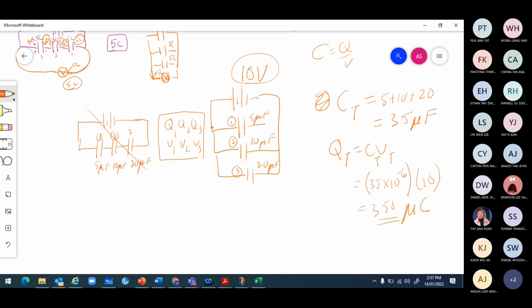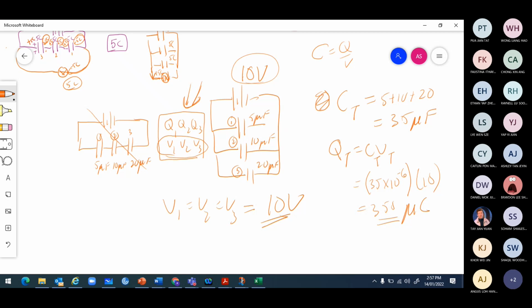Now, can you work out these values? V1, V2, V3. The first thing we can get, of course, is V1, V2, V3. V1 is the same as V2, the same as V3, the same as the total voltage. So V1, V2, V3 are definitely all 10 volt.